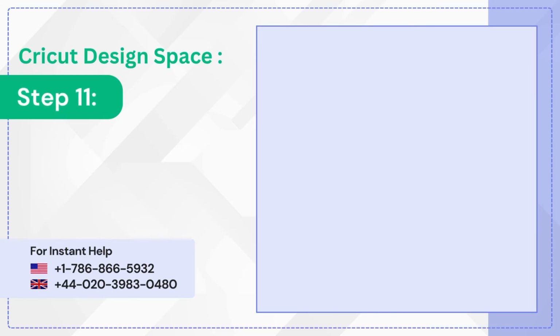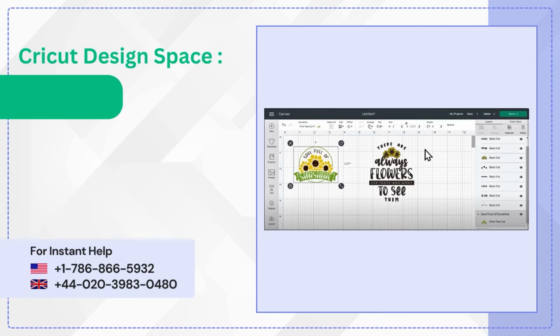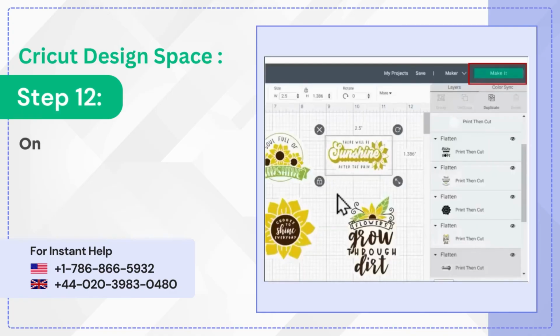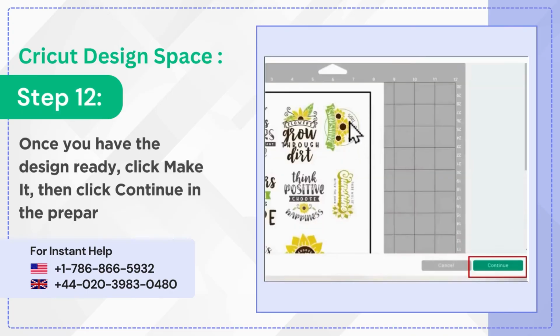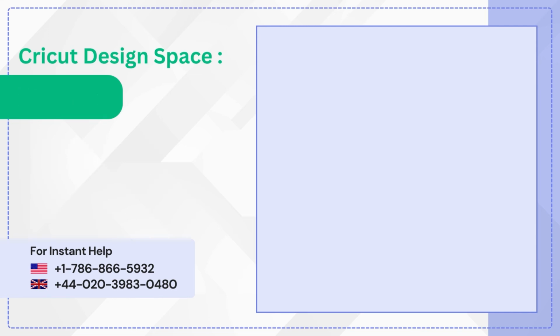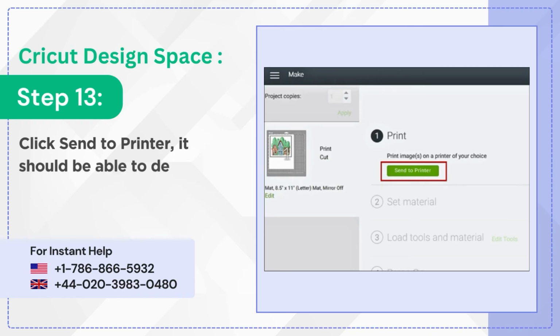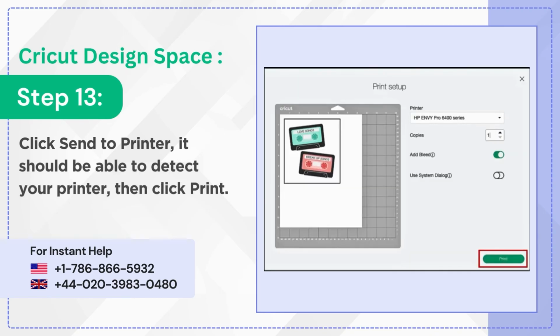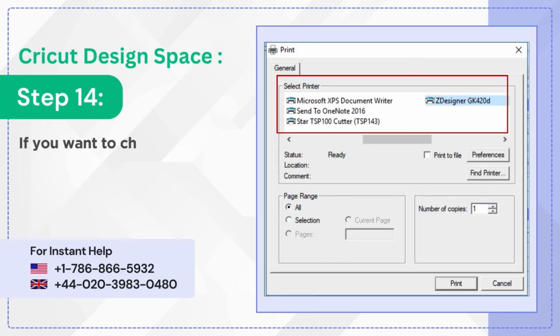Step 11. Now open Cricut Design Space and get your print then cut design ready. Step 12. Once you have the design ready, click Make it, then click Continue in the Prepare screen. Step 13. Click Send to printer, it should be able to detect your printer, then click Print. Step 14. If you want to change the printer, select the printer from the new pop-up window.